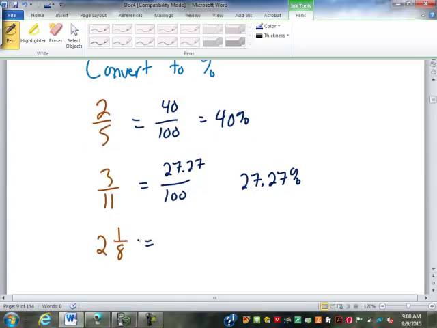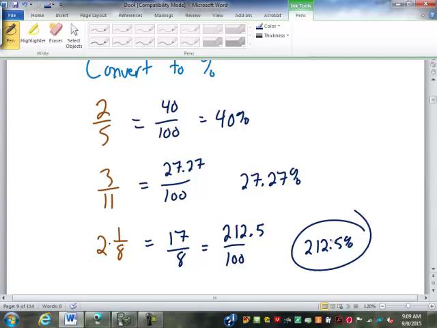2 1/8. Well, before you can do this one, you have to change it into an improper fraction. 2 times 8 is 16, plus 1 is 17/8. Is how much out of 100? You cross multiply and divide. 17 times 100 is 1700. Divided by 8 is 212.5. So 212.5%. How many of you got that last one? Good deal.